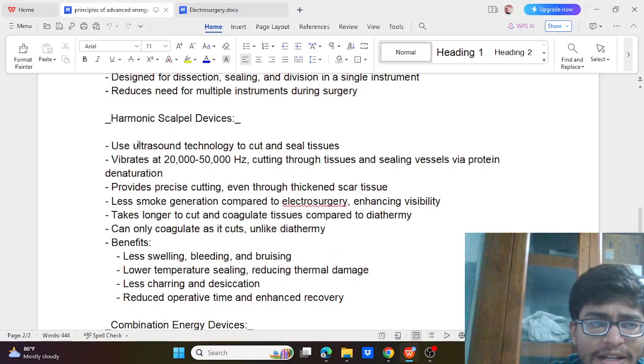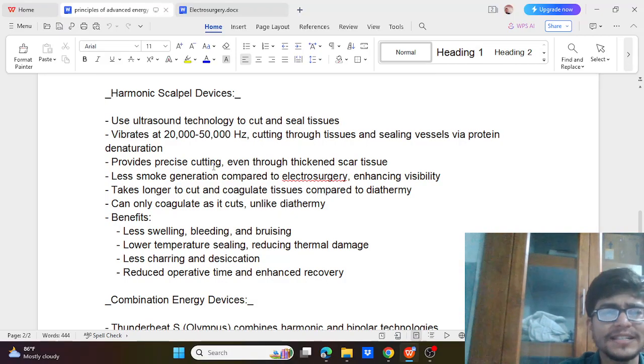Now we see the harmonic scalpel, as we have seen in detail, that it is ultrasound energy from 20,000 to 50,000 hertz. As we have seen, it seals via protein denaturation. Added advantage is that it gives precise cutting through thickened scar tissue. So it gives a more defined cut. There's less smoke, so better visibility, takes longer time to cut, so it is slightly time consuming. It can only coagulate as it cuts, unlike diathermy. So it cannot just coagulate, it will cut during the coagulation.